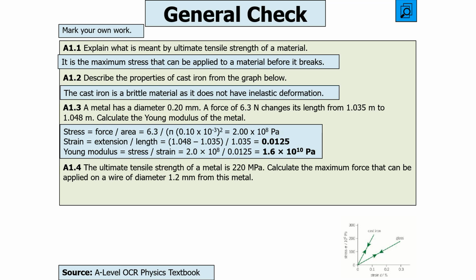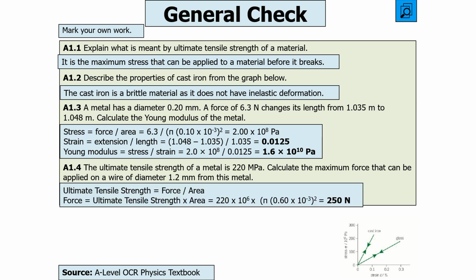We know that the ultimate tensile strength is going to work through to be a pressure, so it's going to be force over area. So therefore force is the ultimate tensile strength times the area. So it's 220 times 10 to the 6, megapascals just into pascals, times pi r squared. So again with half the diameter to get the radius, we've then converted the millimeters into meters, and then we work it all through and we get 250 newtons.